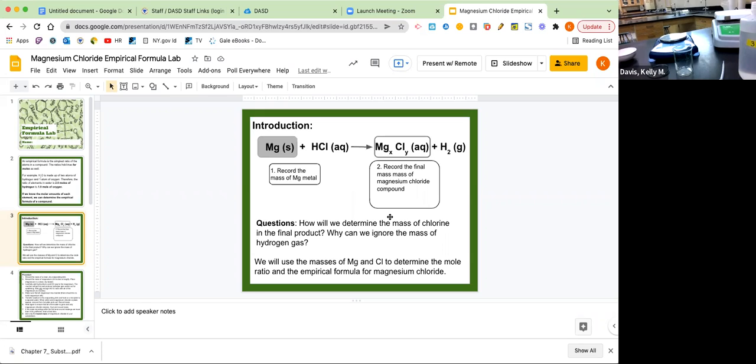So a couple questions to think about as we do the lab. How are we going to determine the mass of the chlorine? We're going to weigh the magnesium on a scale, but how are we going to figure out the mass of the chlorine? And why can we ignore the mass of the hydrogen gas? So hydrogen is one of our products, but we don't have to think about that one. I'll let you think about why. We're going to use the mass of magnesium and the mass of chlorine to determine the moles of both to get the mole ratio, and that will help us figure out the empirical formula for magnesium chloride.